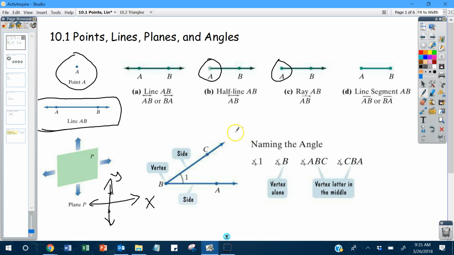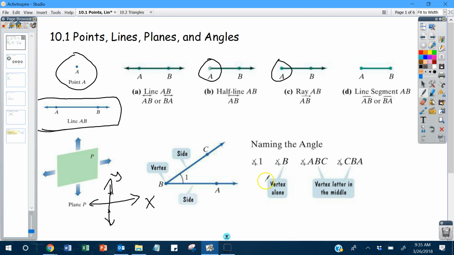And then we have the concept of an angle. An angle is formed when 2 lines or 2 segments or 2 rays intersect, and we want to talk about the measure of this angle that's formed. So here we have 2 rays. They intersect at point B, and there's an angle right here. We'll call it angle 1.